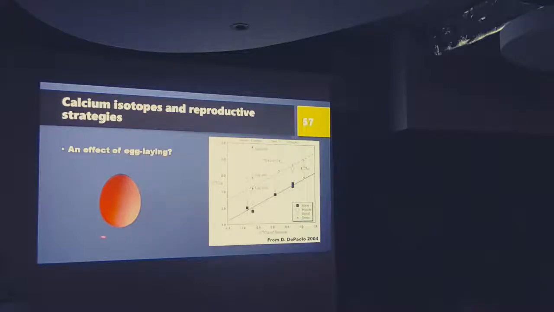We also want to investigate if there is an effect of egg laying on calcium isotopes, because you can see here some values for a chicken, and also some values for the eggs of this chicken. And the isotopic composition of the egg is different from that of the adult. So technically it might trigger an effect on the isotopic composition of the adult. So this is something that we want to investigate.